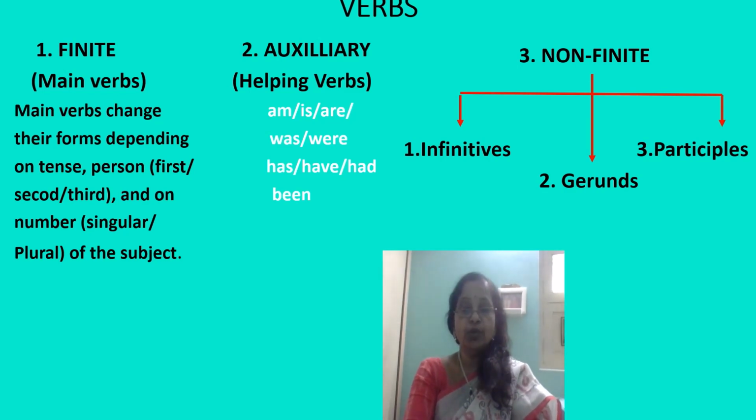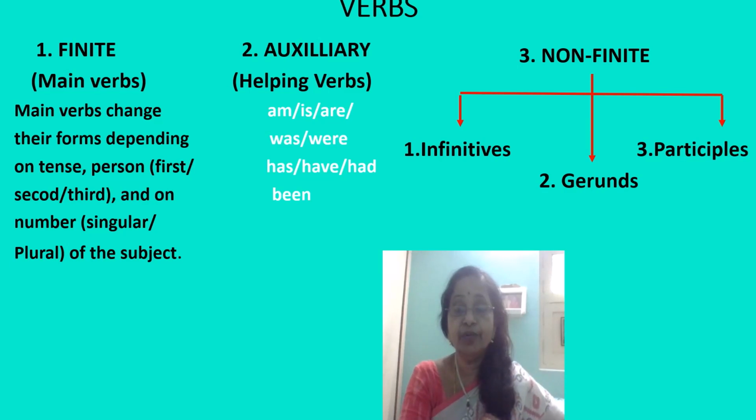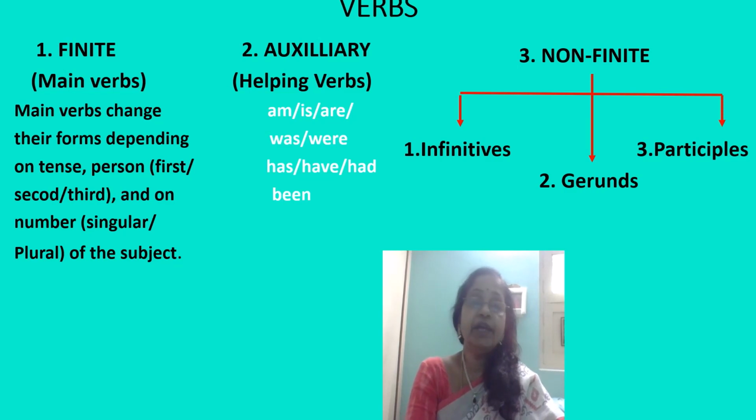So, you all know that verbs are action words. They denote a kind of action. Whenever we do an action, we use verbs to denote that. And basically, there are three types of verbs: finite, auxiliary, and non-finite verbs. Finite verbs are the main verbs. Main verbs change their forms depending on tense.